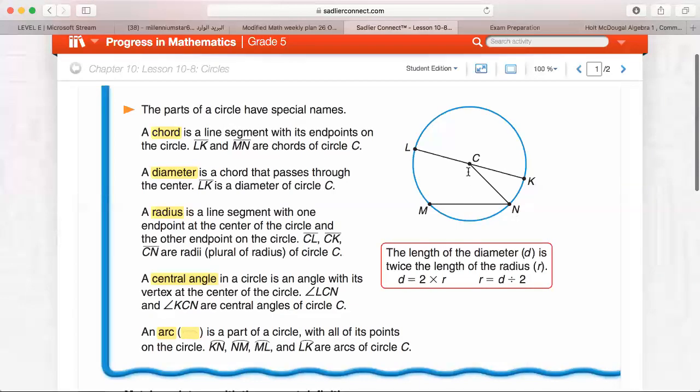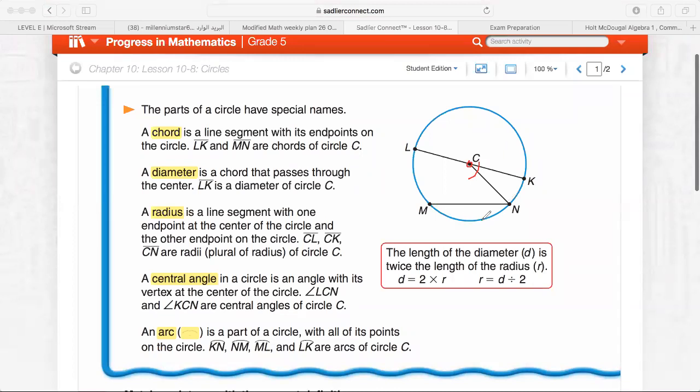Its vertex, like this one, like KCN. The vertex is here. KCN is called a central angle. Why? Because the vertex is on the center. That is CNM.